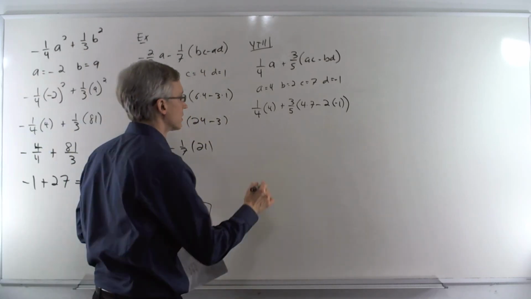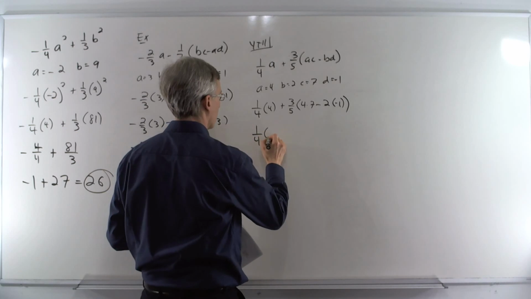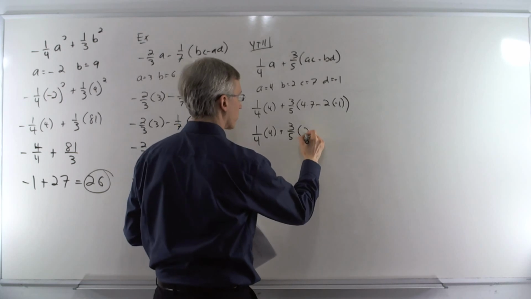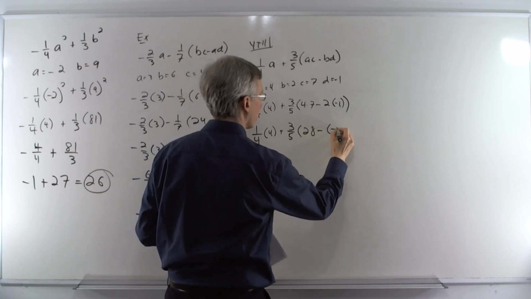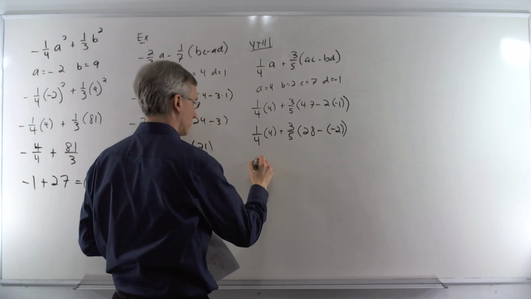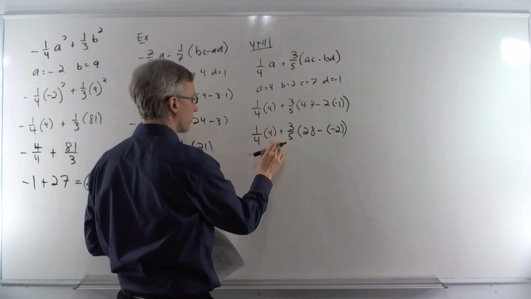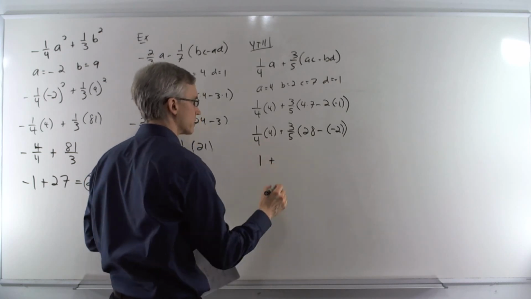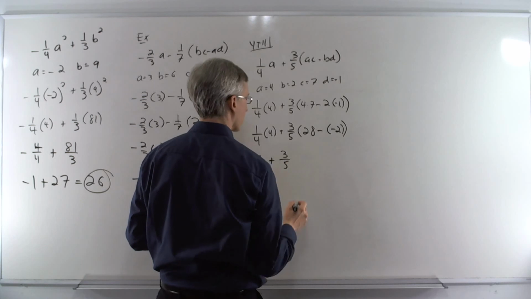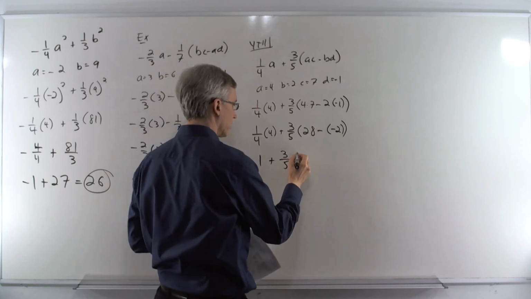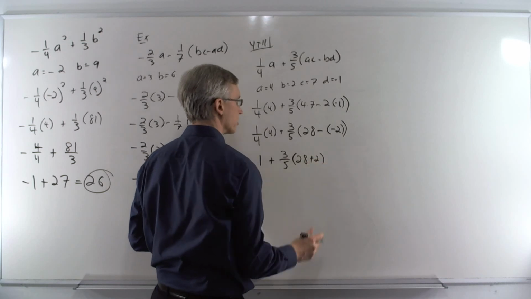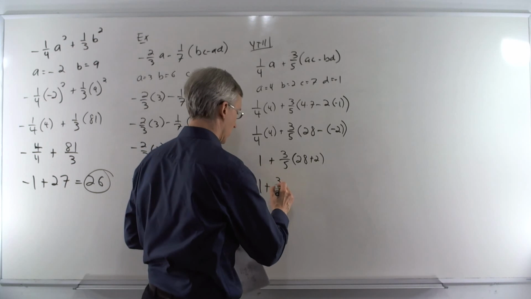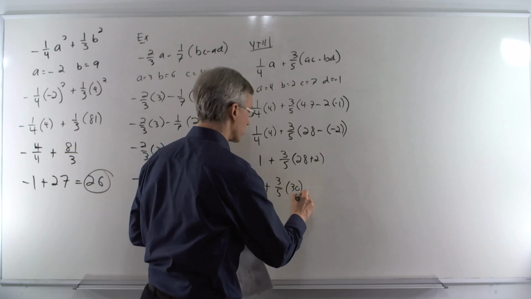Starting inside the parentheses, four times 7 is 28, minus 2 times negative 1 is negative 2. Since we're separated by addition, I'm going to go ahead and evaluate this one. So 1/4 times 4 is 1, so we get 1, plus 3/5 times 28 plus 2. Adding those together, we get 30.